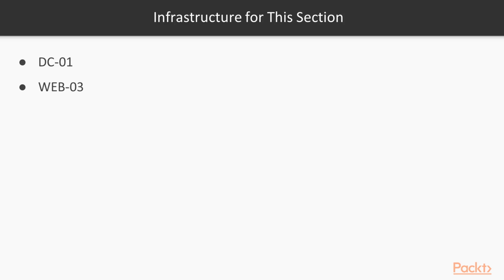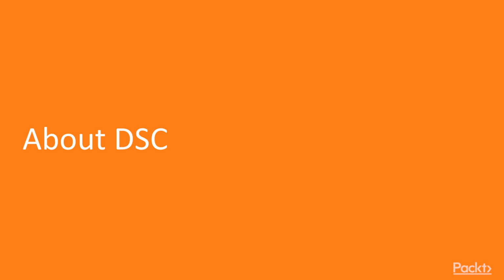So the infrastructure I'll be using for this section is going to be our domain controller, DC01, which will also be used to create a file share later on in the course. And then we'll also be creating a new web server, so I'll have Web03, and this will be named and domain joined, but other than that, it's going to be a complete basic server with no configuration having been done yet. So let's move into about DSC.